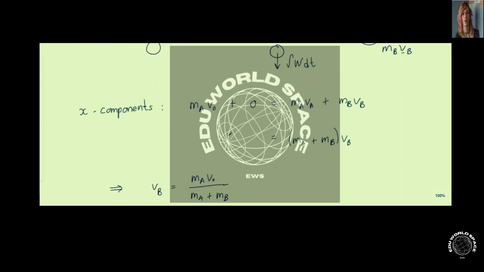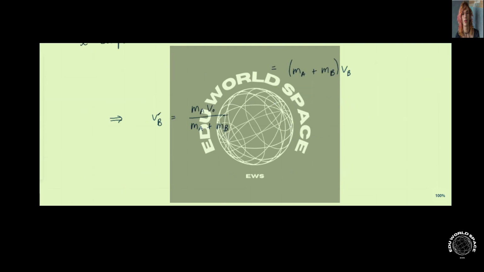So if we rearrange this equation, we can find an expression for the speed of the ball at its maximum elevation. And vb, if we rearrange the equation, is ma v0 over ma plus mb. So provided that we know ma and mb and the initial speed given to the cart, we can calculate the speed vb at which the ball moves off.